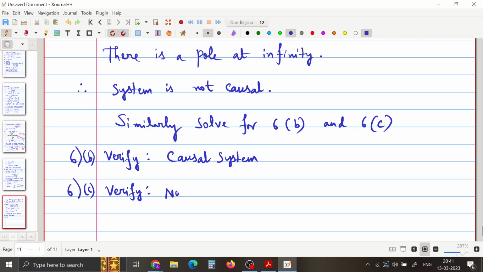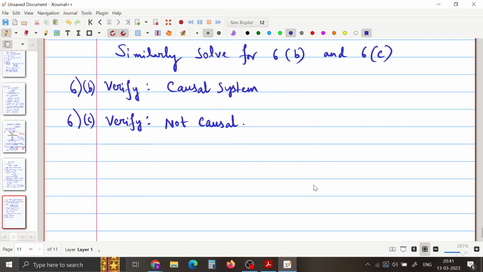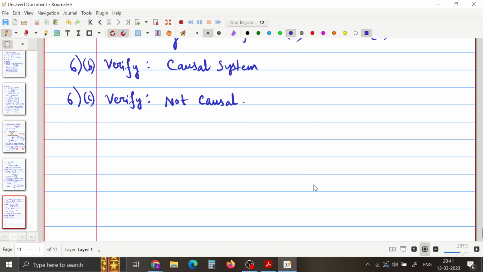Actually, for the second, the roots are coming 1 by 4 and 3 by 4. Z is equal to 1 by 4 and z is equal to 3 by 4. Is it coming z equals minus 3 by 4, right? Yeah, 1 by 4 and minus 3 by 4, so obviously both are inside the unit circle. So they are causal. Exactly. They are both stable and causal. Very good. So you have already solved 6b, and the same method follows for 6c also.